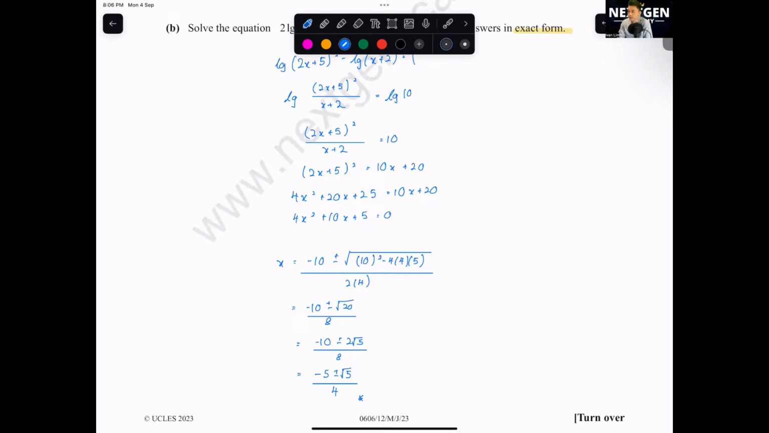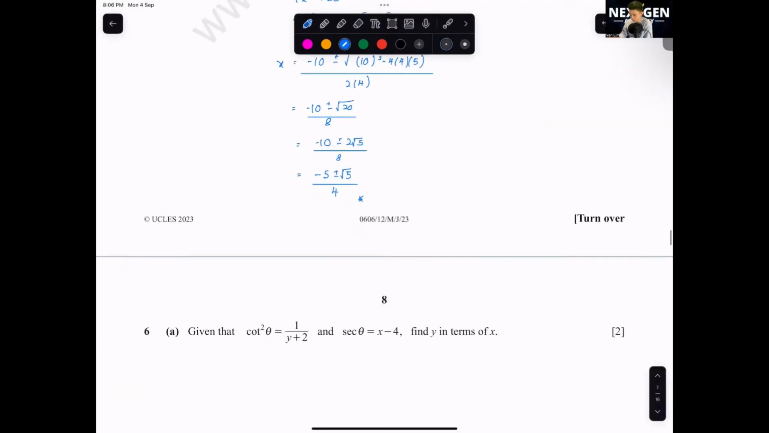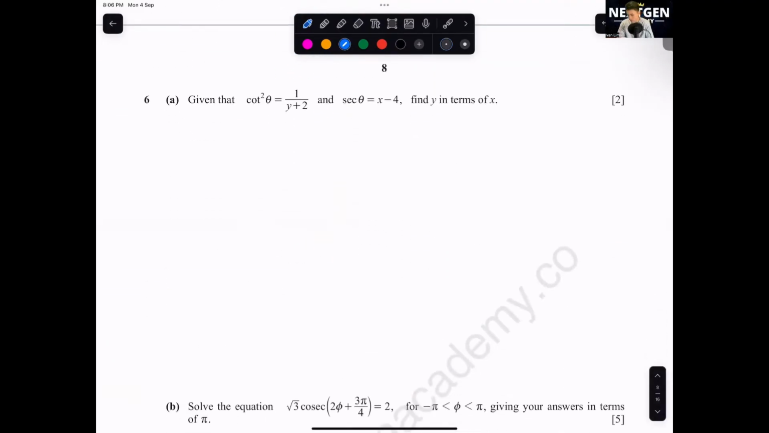Question 6a. This is on trigo, but it's sort of a proving type of question. In fact, I think one of the recent papers also had something similar to this. Given that cot squared theta equals 1 over y plus 2 and sec theta equals x minus 4, find y in terms of x. Have you all done this question? 2 marks only. Did you all manage to do it?